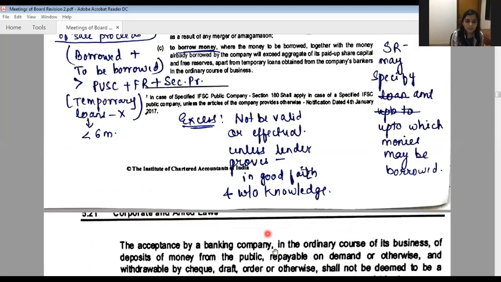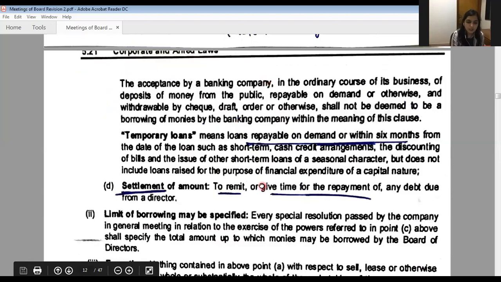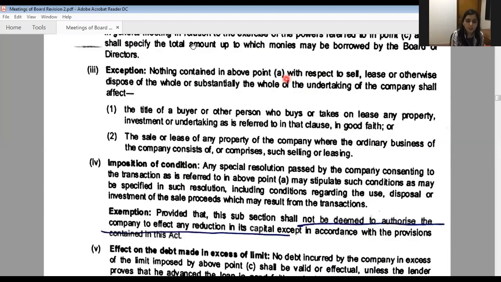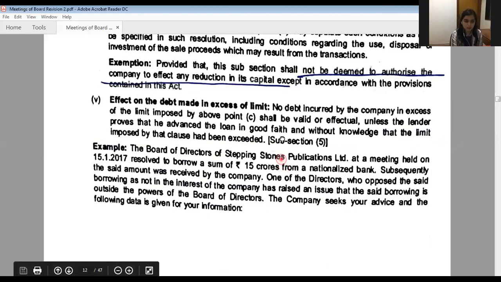The next is to borrow money in excess of the limit. Then the next is settlement of amount, that is to remit or give time for repayment. In case of sale, lease or disposal of the undertaking, it shall not be deemed to authorize the company to effect any reduction in its capital.